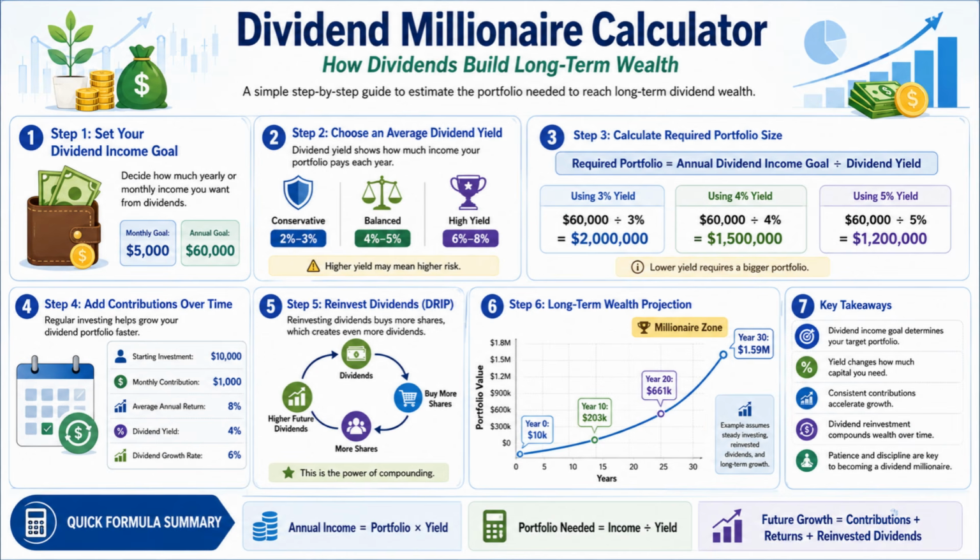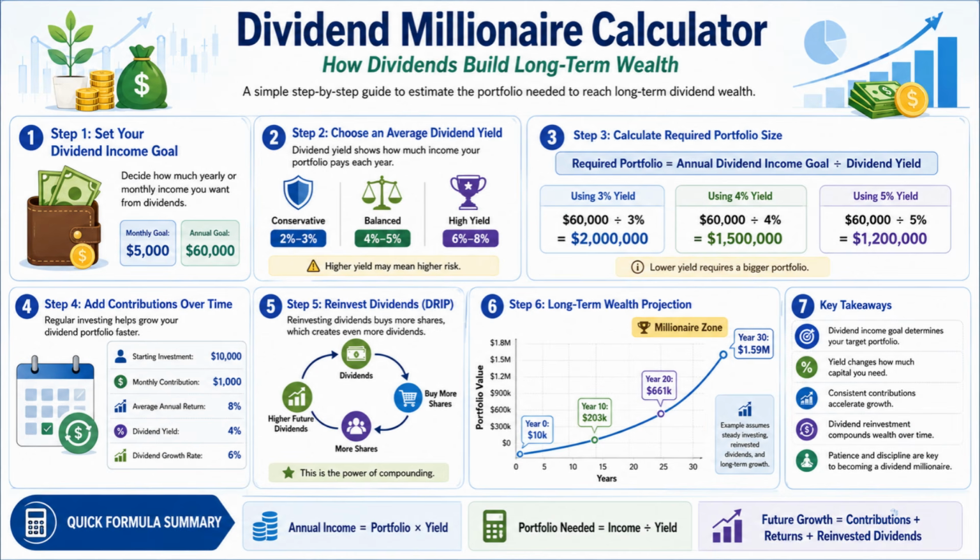Then, regular contributions can help you reach your target faster. For example, starting with $10,000, adding $1,000 every month, earning an average annual return of 8%, and receiving a 4% dividend yield can create powerful long-term growth. In addition, dividend growth can increase your future income over time. Moreover, reinvesting dividends through DRIP can make the compounding effect stronger.